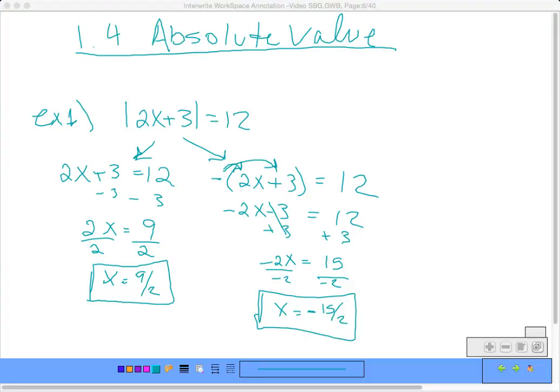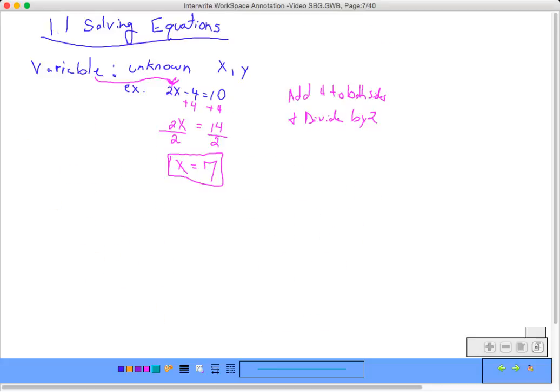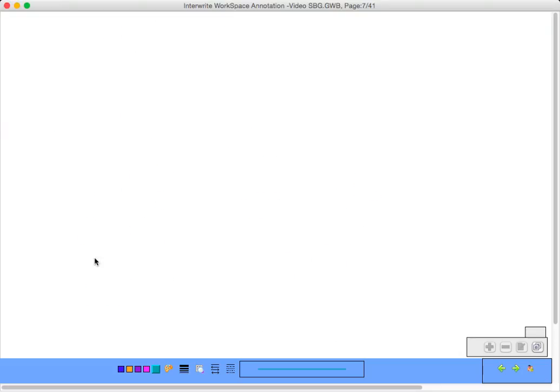Alright, I'm going to do one more example. So if you don't have this one down, pause it. If you do, we'll go ahead and move on to the next one. Oh, sorry. There we go. Alright, let's do example 2.